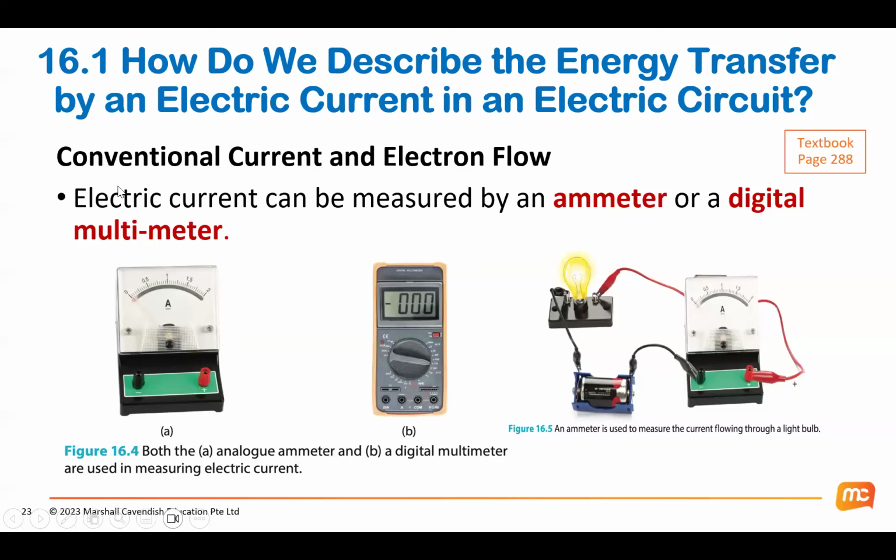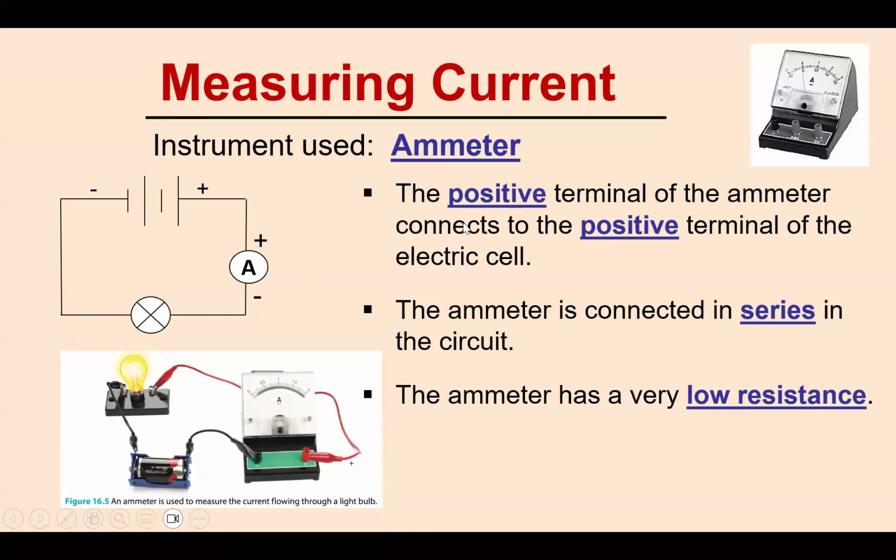Okay, next. So how do we measure electric current? We measure by using an ammeter or a multimeter. Okay, although there is a multimeter, in the O-level syllabus you will need to know how to use the ammeter. Okay, so an ammeter looks like this, with a letter A in the center. And you need to know that the ammeter must always be connected in series.